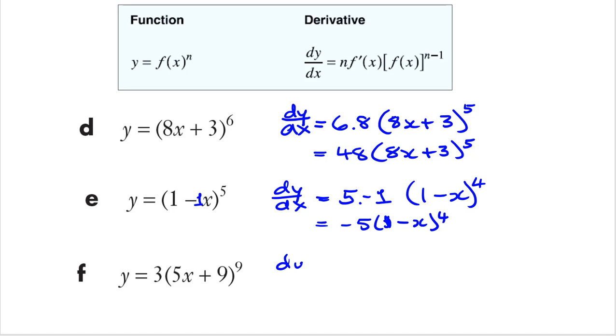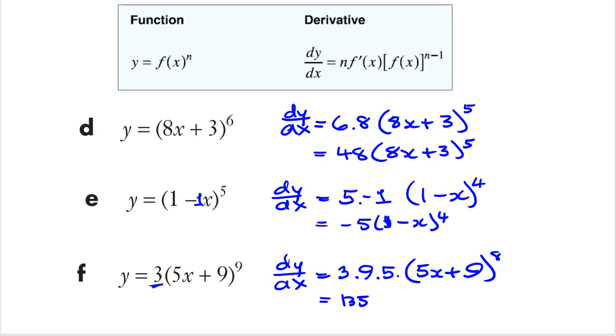And part F, dy/dx. Now there's a coefficient here, so we'll just have that out the front. The 9 will come out the front as well, so there'll be a 9, and the derivative of the inside, 5x plus 9, that'll be a 5. The brackets here, 5x plus 9, and we'll lose 1 from the power, which will be 8. If we tidy that up, 5 lots of 9 is 45, 3 lots of 45 is 135, 5x plus 9, all to the power of 8.